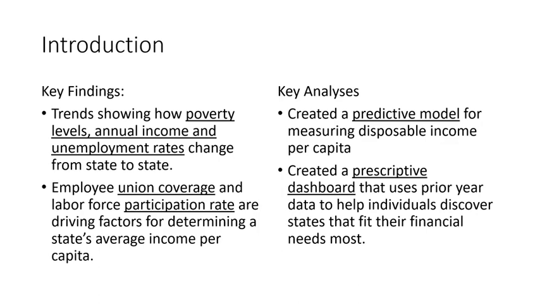As a matter of introduction, let's take a look at a couple key findings discovered and key analyses performed throughout this study. First off, key findings. Various statistics range widely from state to state, so we'll take a look at the trends. We also discovered that union coverage and labor force participation rate have a large impact on the average income for individuals in each state.